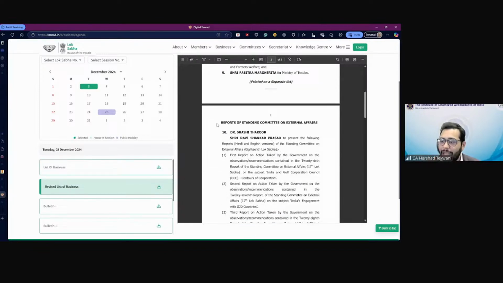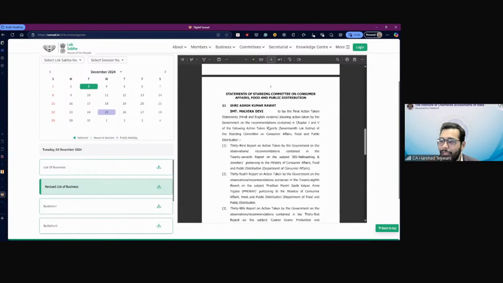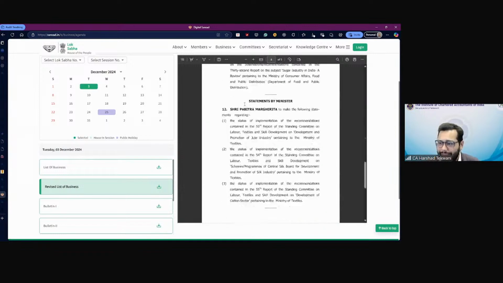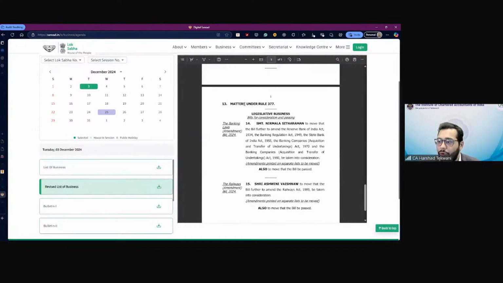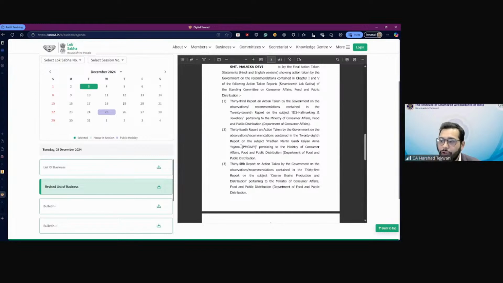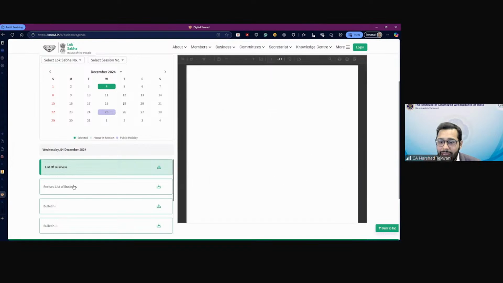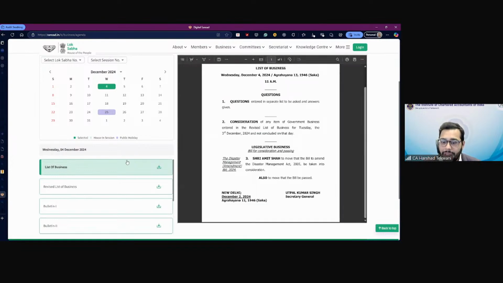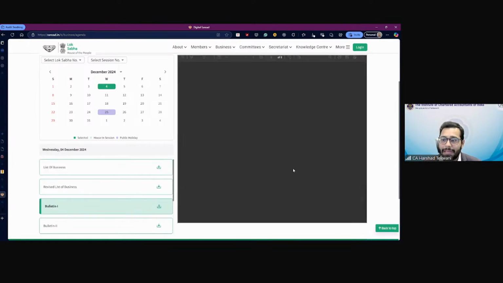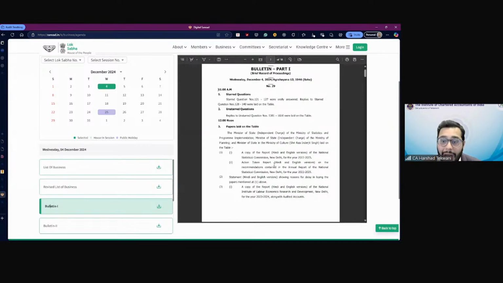Now, these papers can be reports of the standing committees, statements, or some financial statements. So these statements can be financial statements, and also audit reports. If I show you some other day, these reports or papers can also be audit reports which are conducted by C&AG. And then basically these reports or statements are submitted and then are discussed.